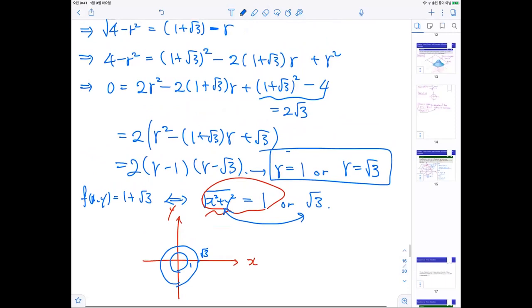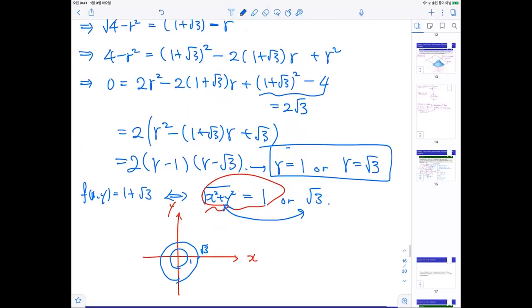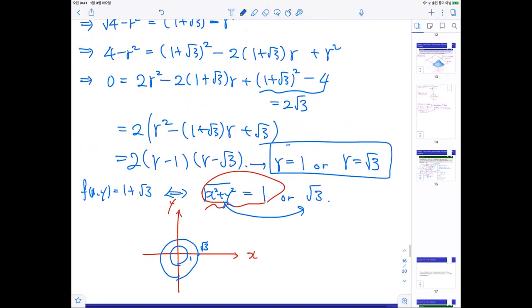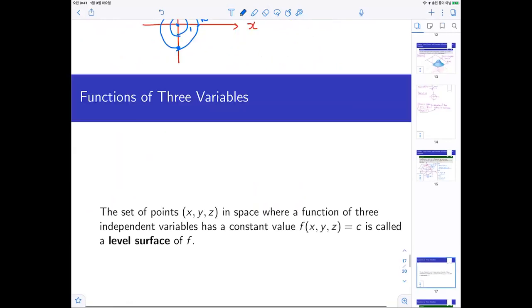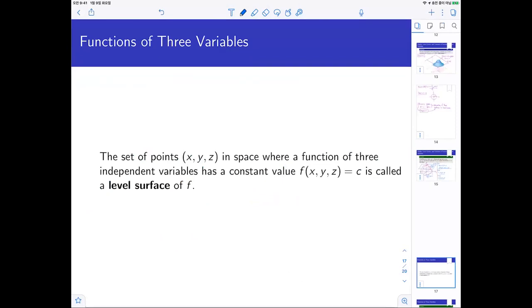So the level curve of this case consists of two circles, which share the center at the origin, and the radii are 1 and square root of 3 respectively. So please remember this example for your midterm one.